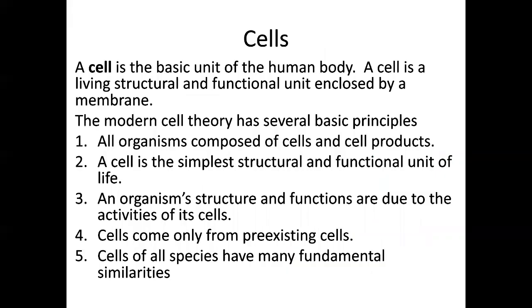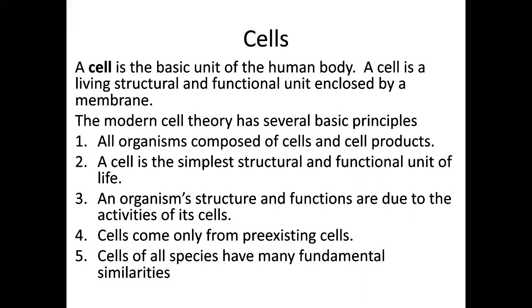First thing I want to do is just define and talk about a cell as a whole. We can describe it as a basic unit of the human body. In fact, we all began our life as one cell formed when a sperm cell meets an egg cell from mom and dad and unites and forms a zygote. That zygote is the one cell that then divides, and eventually here we are made up of trillions of cells. Textbook definition of a cell is a living structural and functional unit enclosed by a membrane.